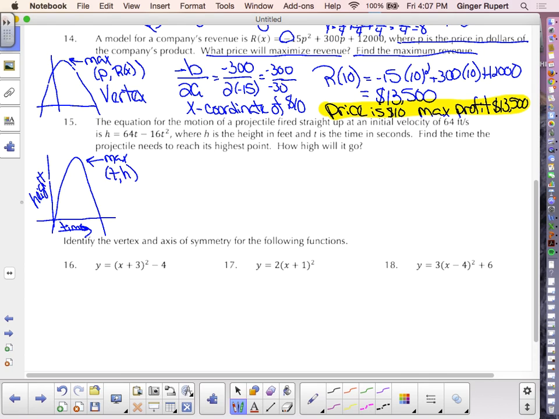So we also, again, are going to find minus b over 2a. So minus 64 over 2 times minus 16. Negative 64 over negative 32 is going to give me 2. So at 2 seconds, the projectile is at its maximum height.